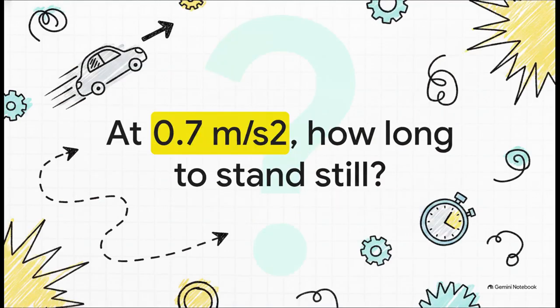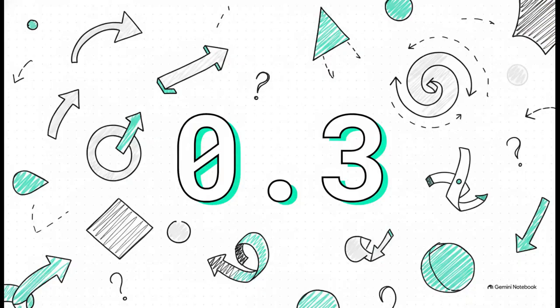So here is the mathematical puzzle our source presents. If our deceleration rate is 0.7 meters per second squared, how long exactly does it take us to come to a complete stop from our original speed? The answer, remarkably, is exactly 0.3 seconds. But how we actually get there? Well, that's where this source material gets highly unusual.